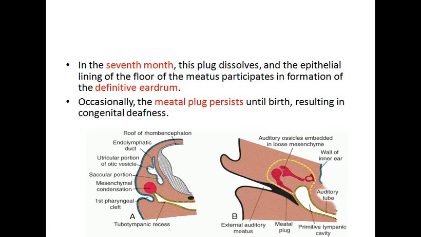In the seventh month, this plug dissolves and the epithelial lining of the floor of the meatus participates in the formation of the definitive eardrum, right. So in the seventh month this plug will start to go away and here our tympanic membrane will be formed. The meatal plug, if it persists, will result in congenital deafness, because there will be no drum-like structure that will vibrate to conserve the sound waves, and it will be transferred further, right.